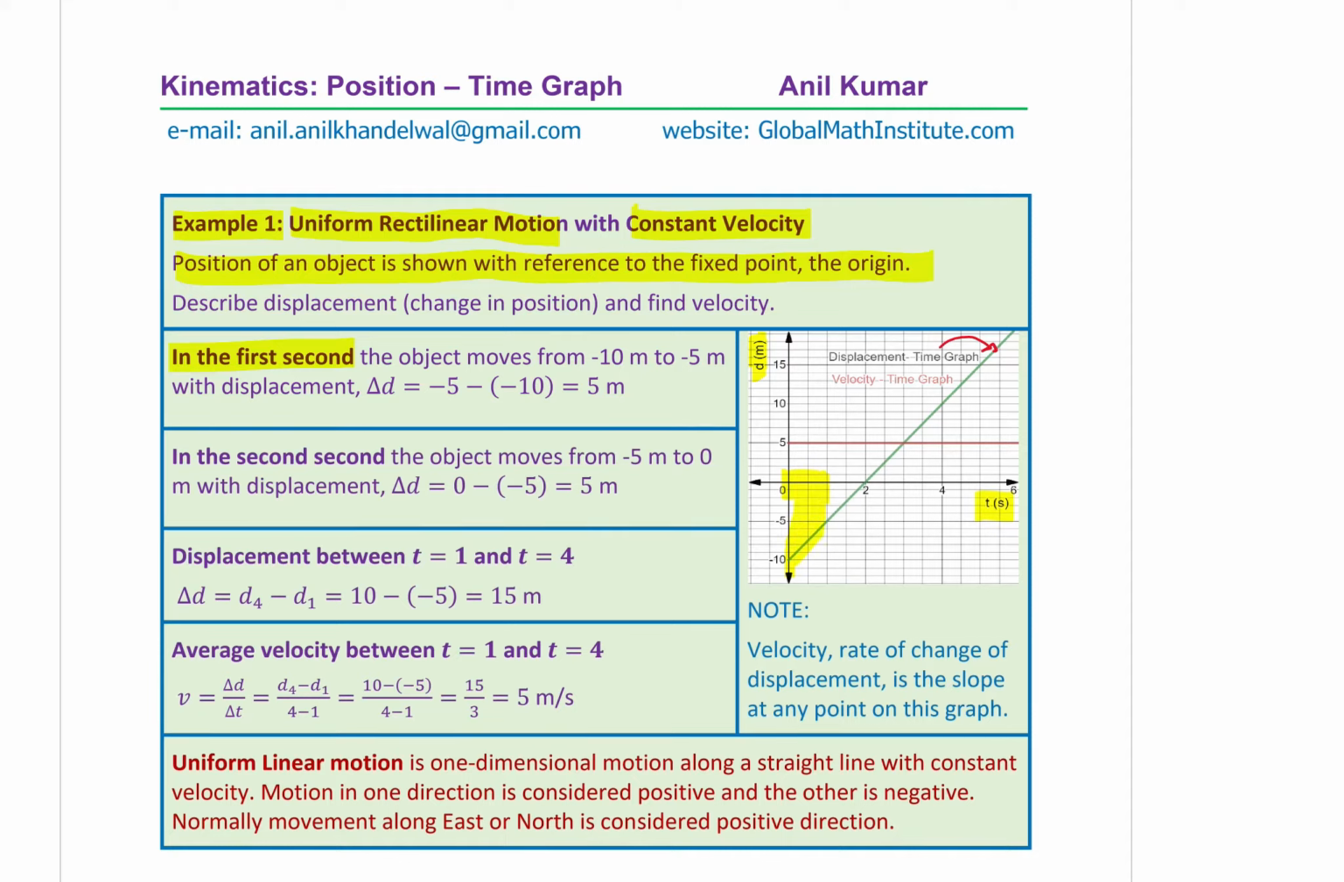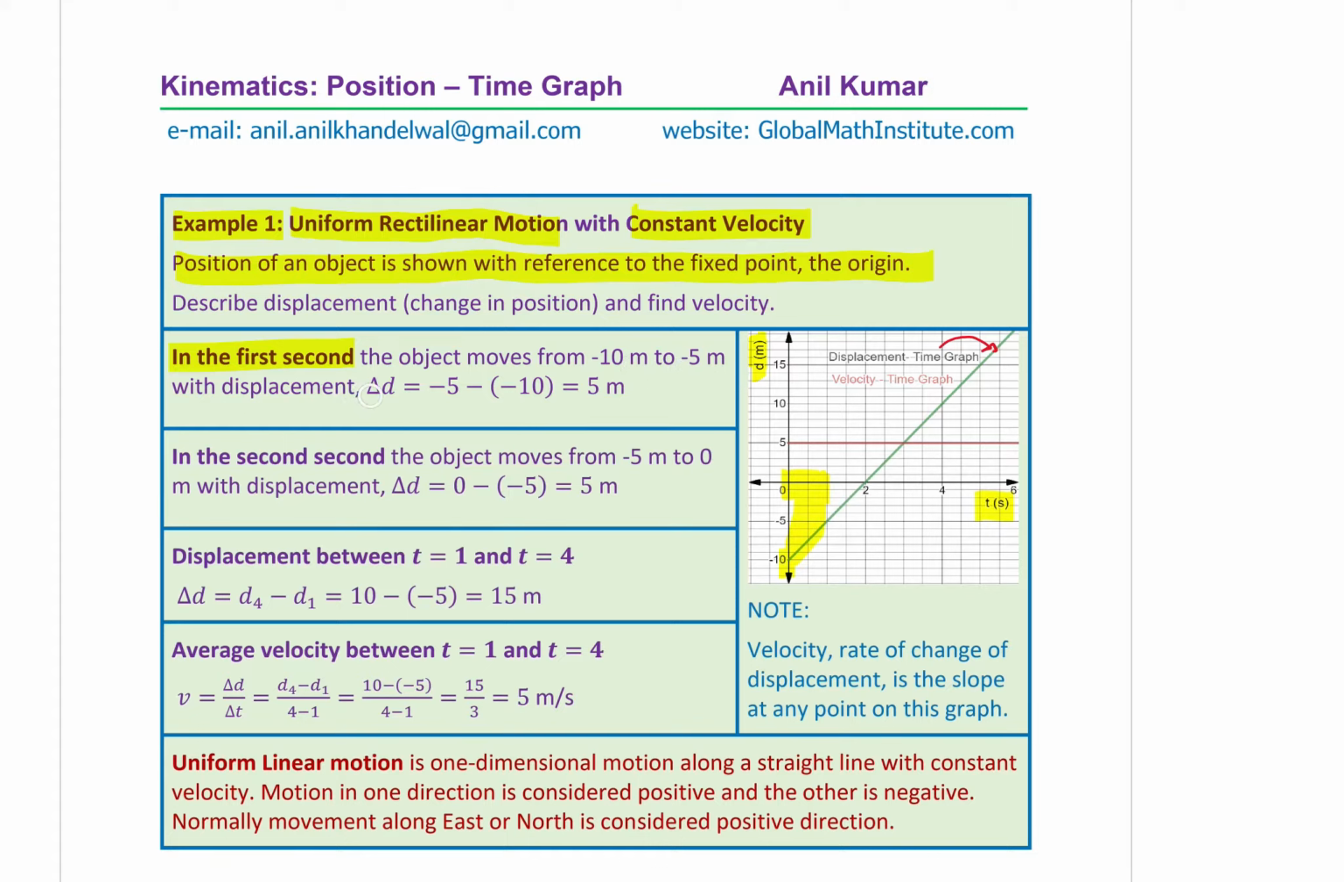Now here, what do you notice? You notice that the object starts from a distance which is 10 meters, let us say on the south, and is moving towards north, and it comes closer to the point of reference, and it's only 5 meters away from there, but still in the south direction. So we'll find the displacement of this object in the first second, right? That's what we are going to do now. So in the first second, the object moves from minus 10 meters to minus 5 meters.